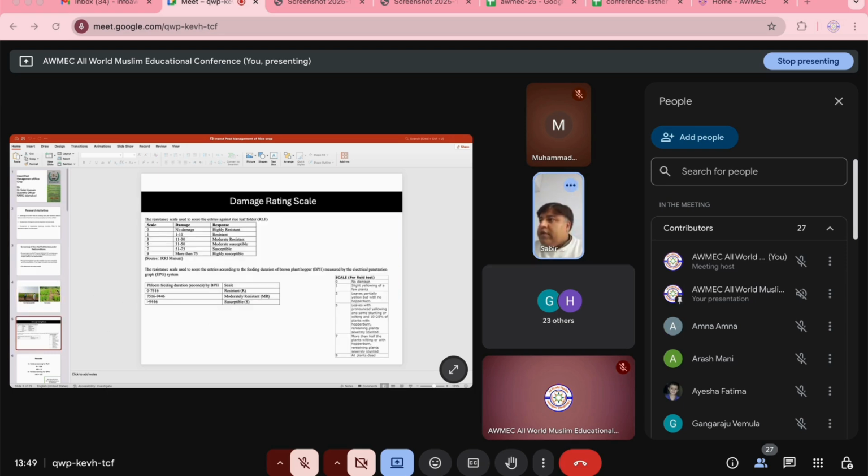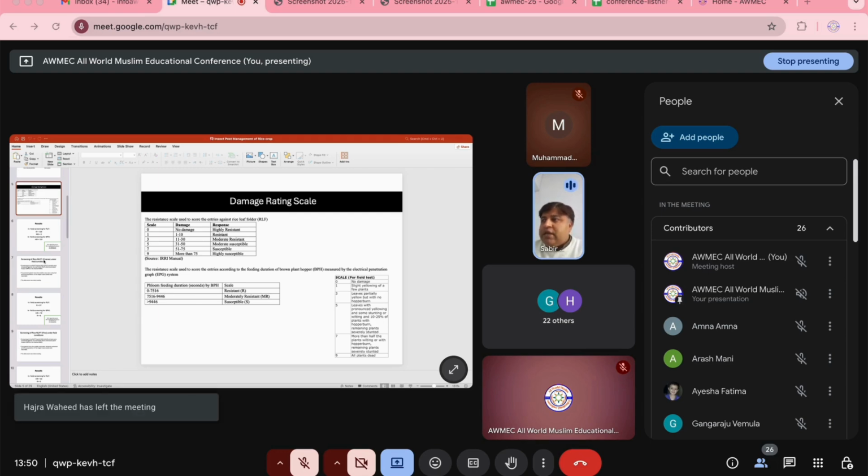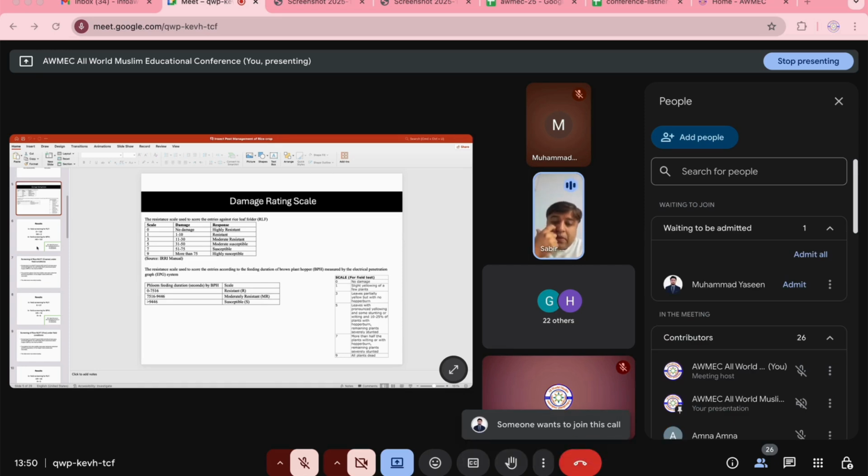Next slide. Next, we have the damage rating scale. For this purpose, we use the International Rice Research Institute manual, which has studied the resistance scale. For example, if a variety has damage of 1 to 10, it gets the resistant response. And if the variety has a damage score of more than 75, it is highly susceptible. We screen the varieties, and those which are resistant, moderately resistant or highly resistant, we recommend to be made available commercially for the farmers.